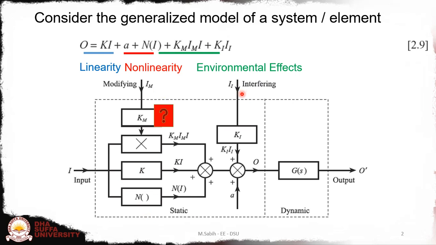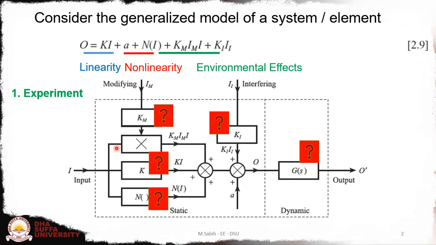But practically, what is the non-linearity, the sensitivity constant, the sensitivity from the modifying input, from the interfering input, and what is the dynamic system model of this element? So this is a big question, having a sensor or a system in hand. To calibrate or to find the internal components, the first thing we need to do is conduct some kind of experiment, like we do in the calibration.